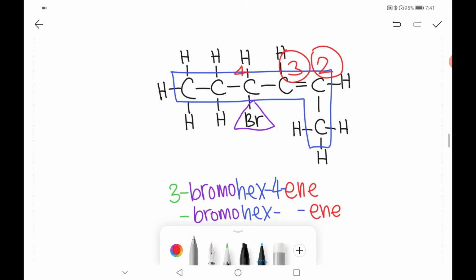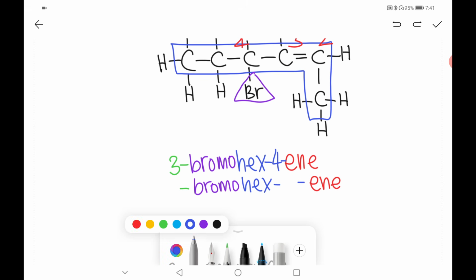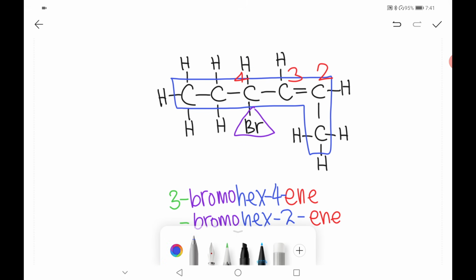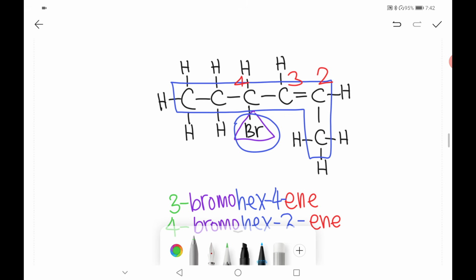Okay, the double bond now is between the second and the third carbon. So the smaller number between them is 2. Now you need to tell people the double bond is on carbon number 2. Same thing, the branch, the bromine, is now on carbon number 4. I hope everyone knows step by step how I am getting these two names.